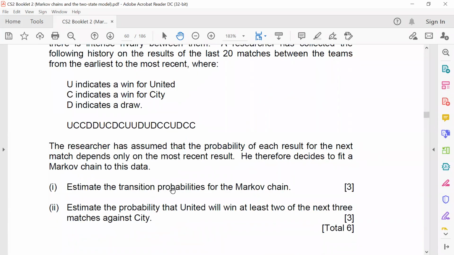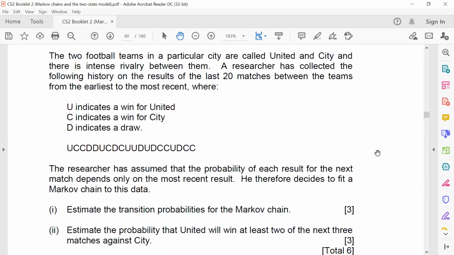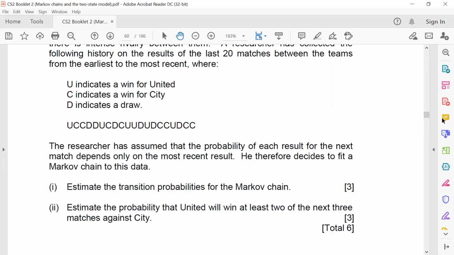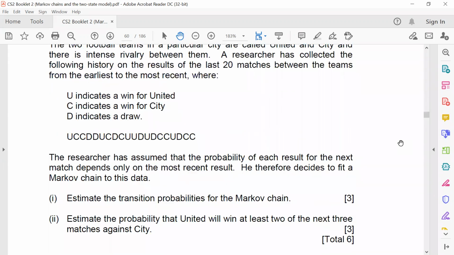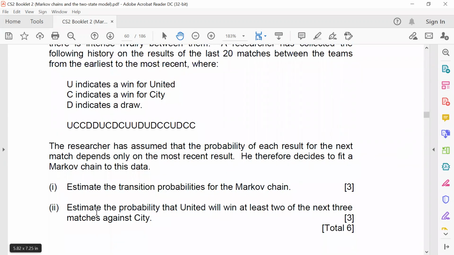Did you guys calculate the transition probabilities? Because I think you'll have to take into account that there is nothing happening after this C state here, so there will be some sort of adjustment that you'll have to make. But I guess okay. So the second question is about estimating the probability that United will win at least 2 of the next 3 matches against City. Okay, so the very important word here is next. Why? Can you guys think why this next is important here?